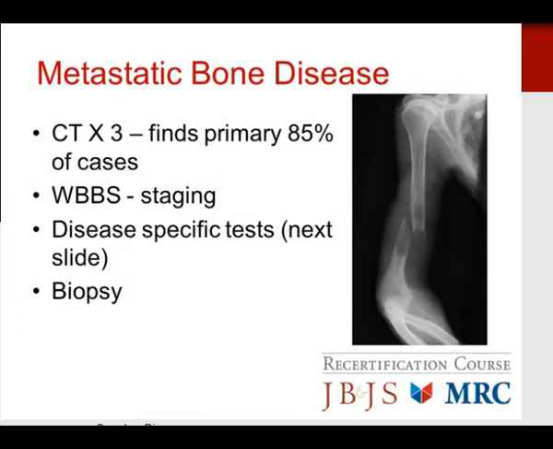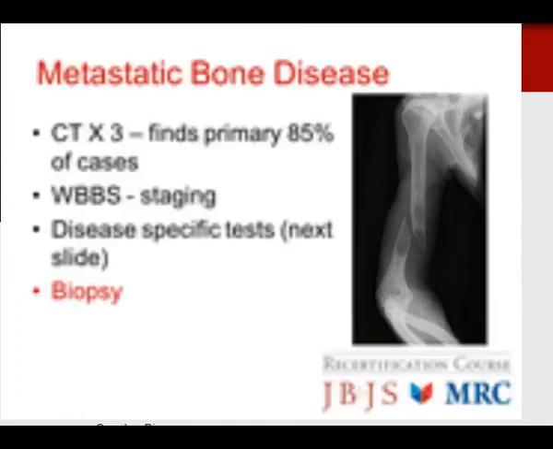When you have a patient who's over 50 with a lytic bone lesion, a chest, abdomen, and pelvis scan, or a CT times 3, will find the primary lesion the majority of the time. That's because the prostate, thyroid, breast, lung, and kidney occur in the cavities that are focused on by the triple CT scan. A whole body bone scan is very helpful for staging. It's going to look for more bone lesions, but it's not going to help define anything more than the fact that there is more than one lesion. There are also some disease-specific tests that can be helpful, but ultimately we end up at a biopsy to make the diagnosis.